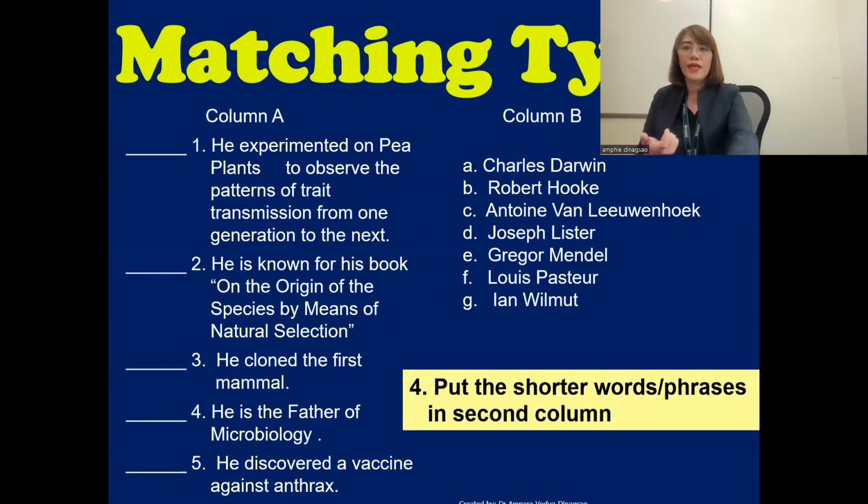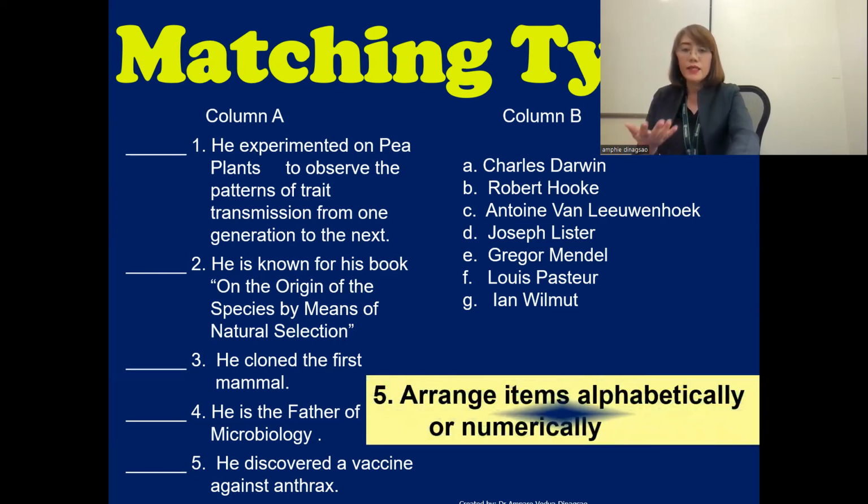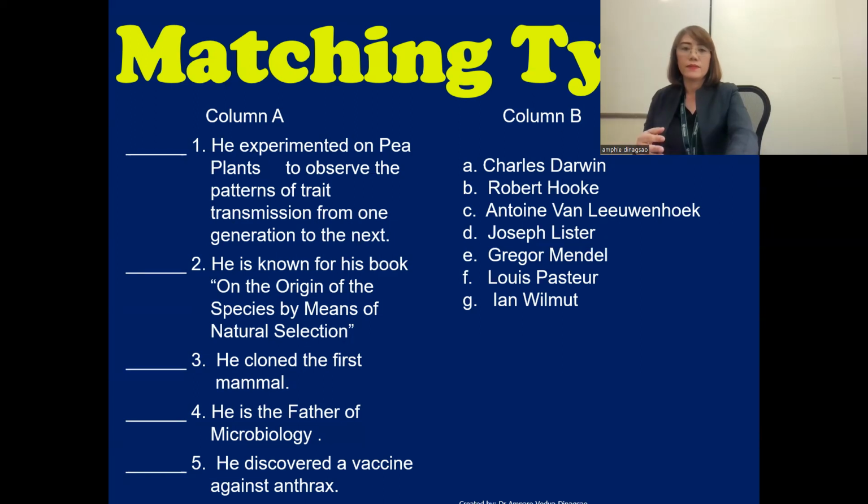So what's another hint that will tell you which one should be written on column A and column B? Put the shorter words and phrases in the second column, because they are the response. And arrange items alphabetically, because we don't want our students to go up and down, especially if you're giving them a paper to respond to during a test.